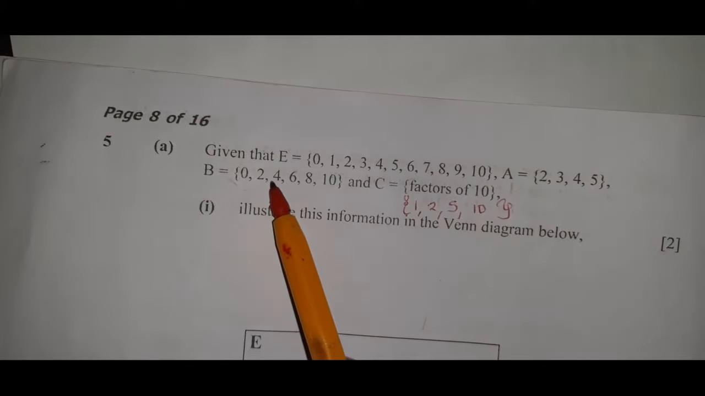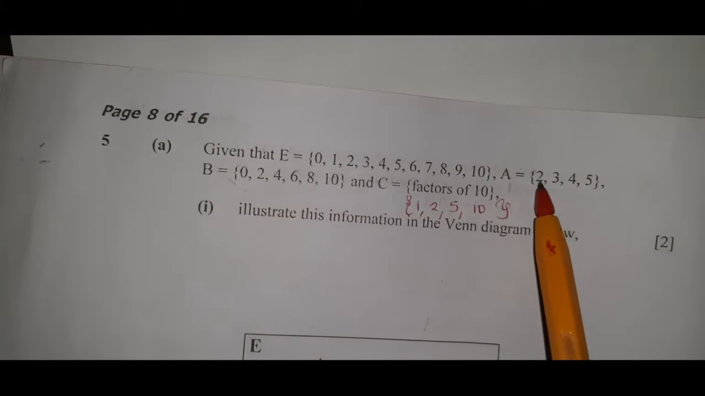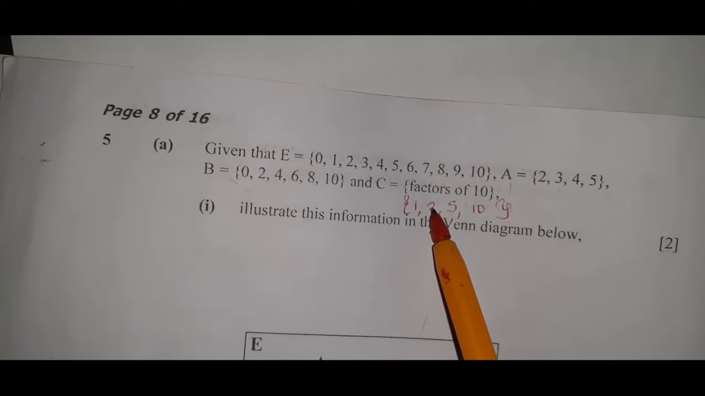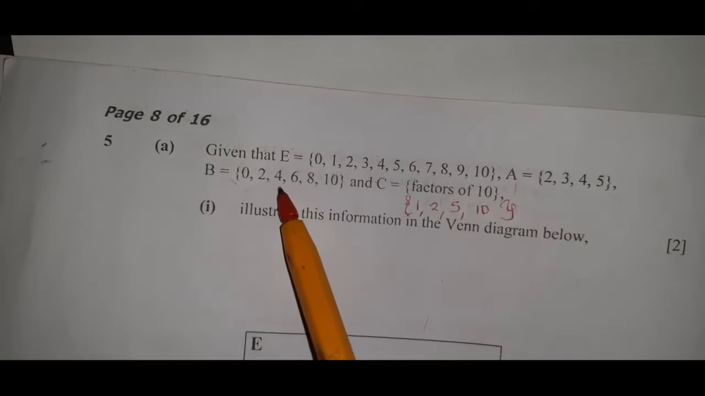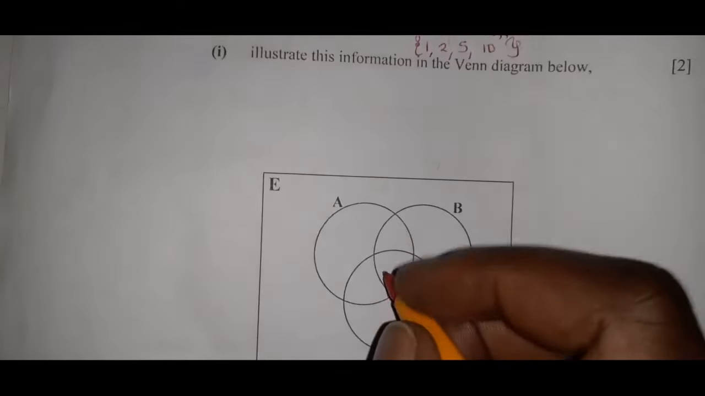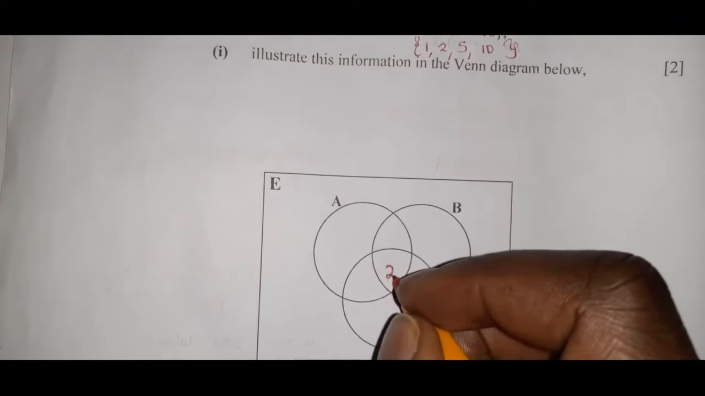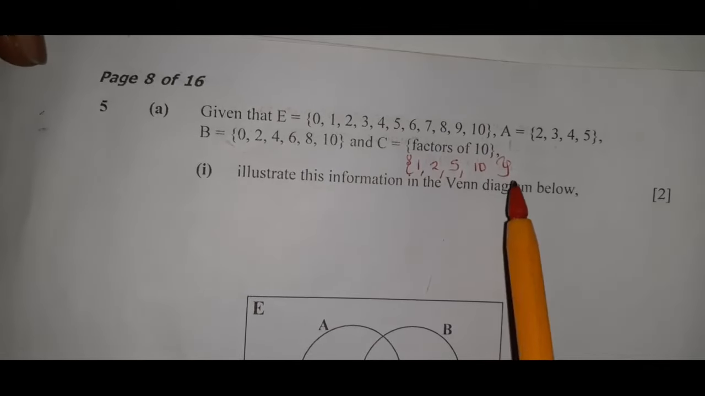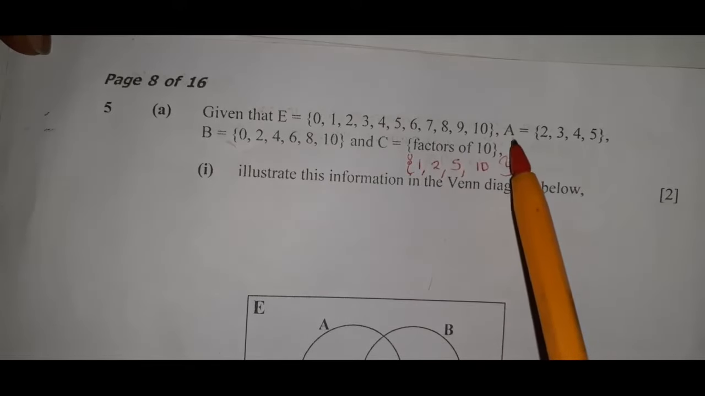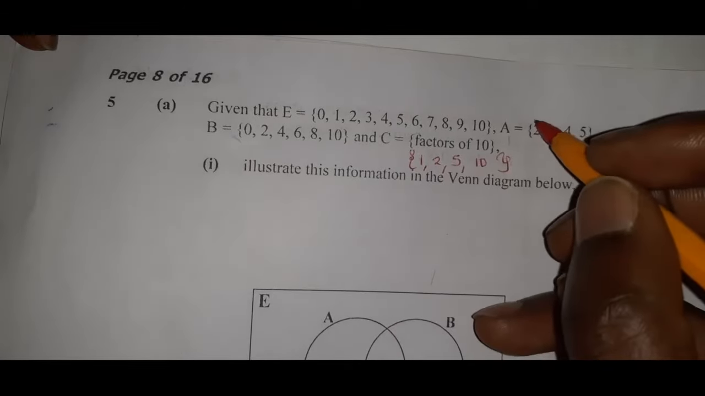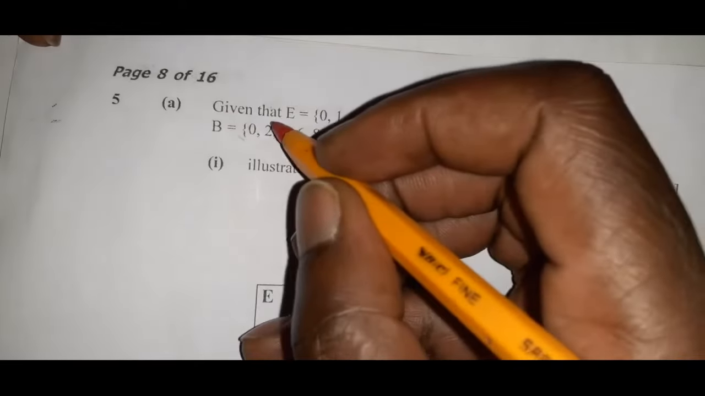So in the three sets, we have 2 here. We also have 2 here. We have 2 here. Okay. I've only seen 2 for now. Then the next one is where we can look at A and C. So 2 has been dealt with.